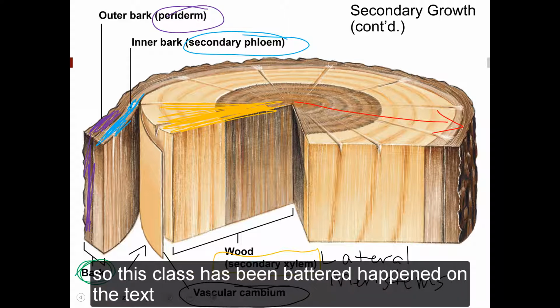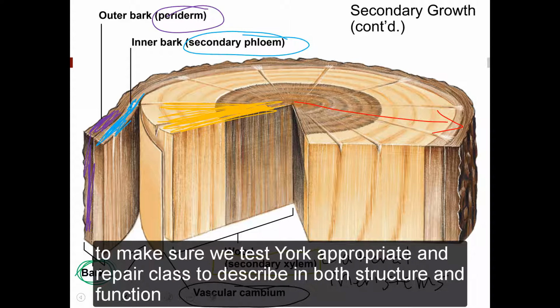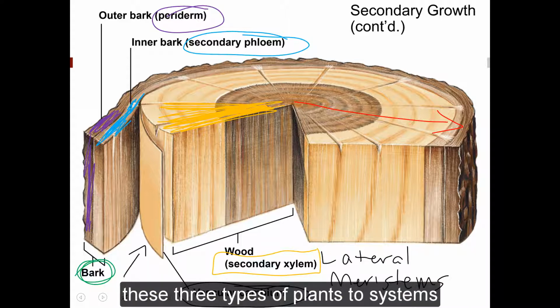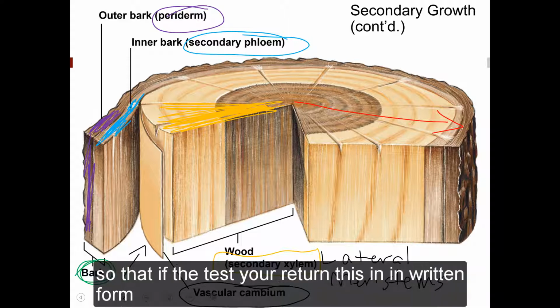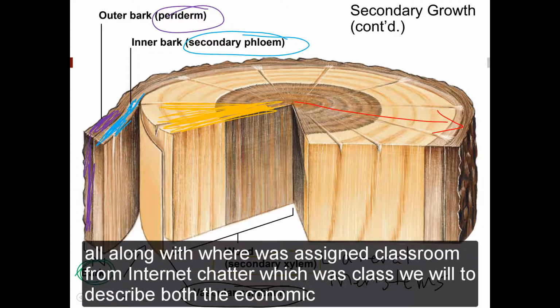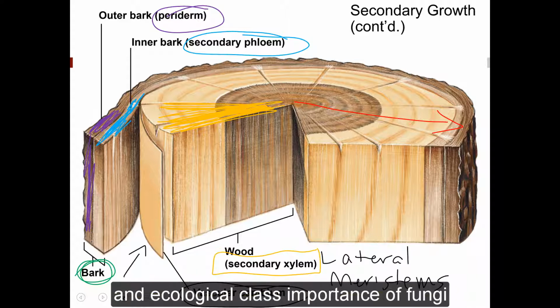So this has been the 33rd chapter of the text. Make sure for your test you are appropriately prepared to describe in both structure and function these three types of plant tissue systems. The day of the test, you would turn this in written form along with what was assigned from the 29th chapter, which was for you all to describe both the economic and ecological importance of fungi.